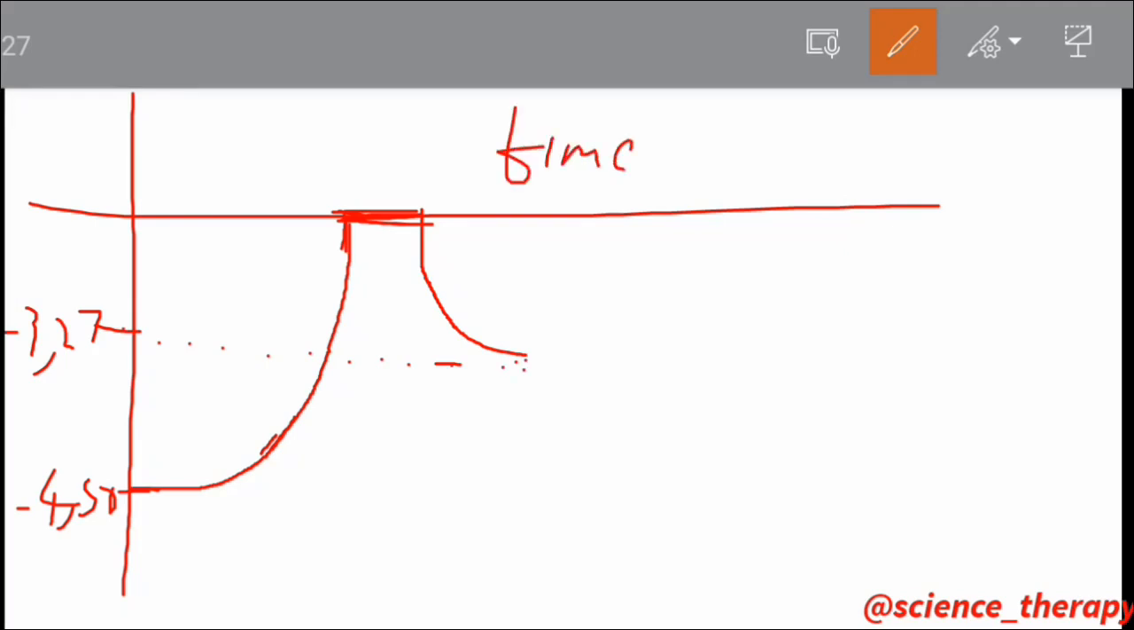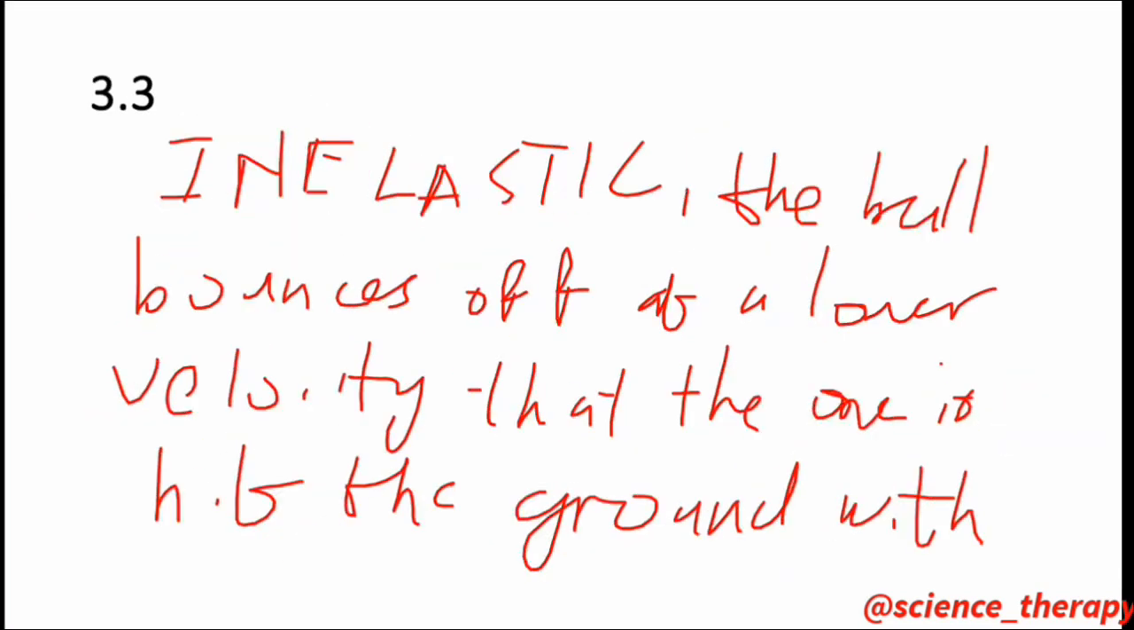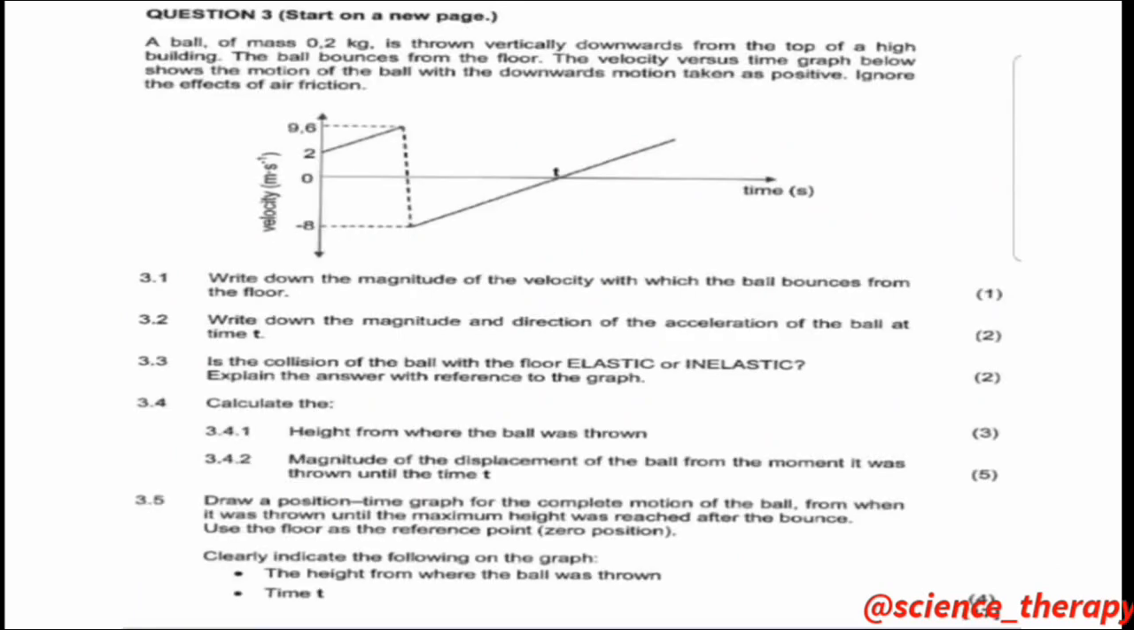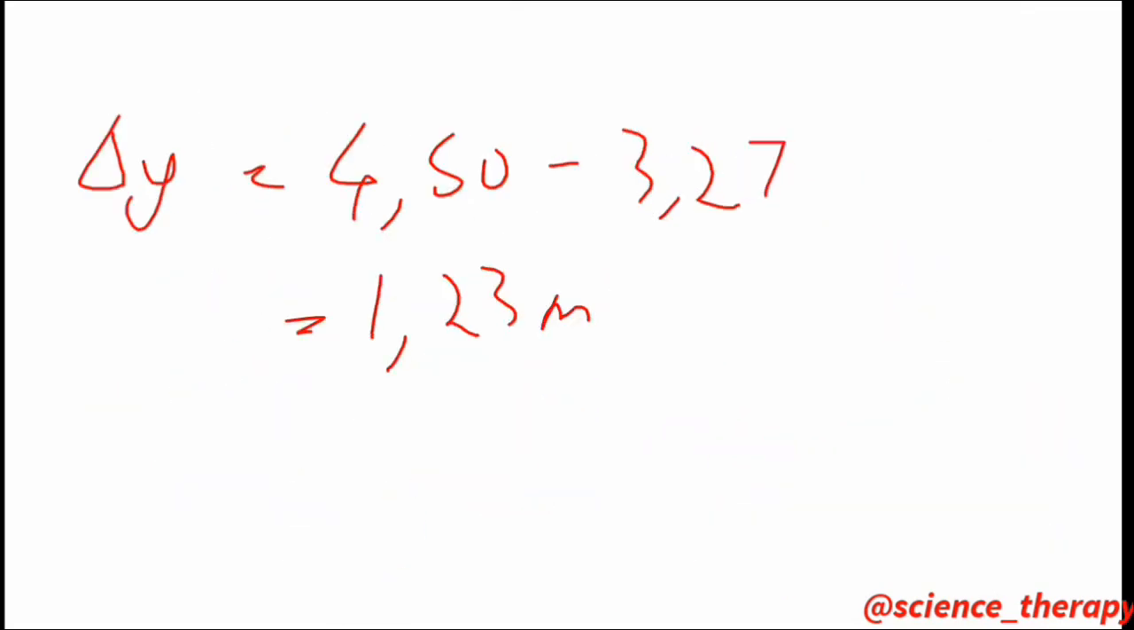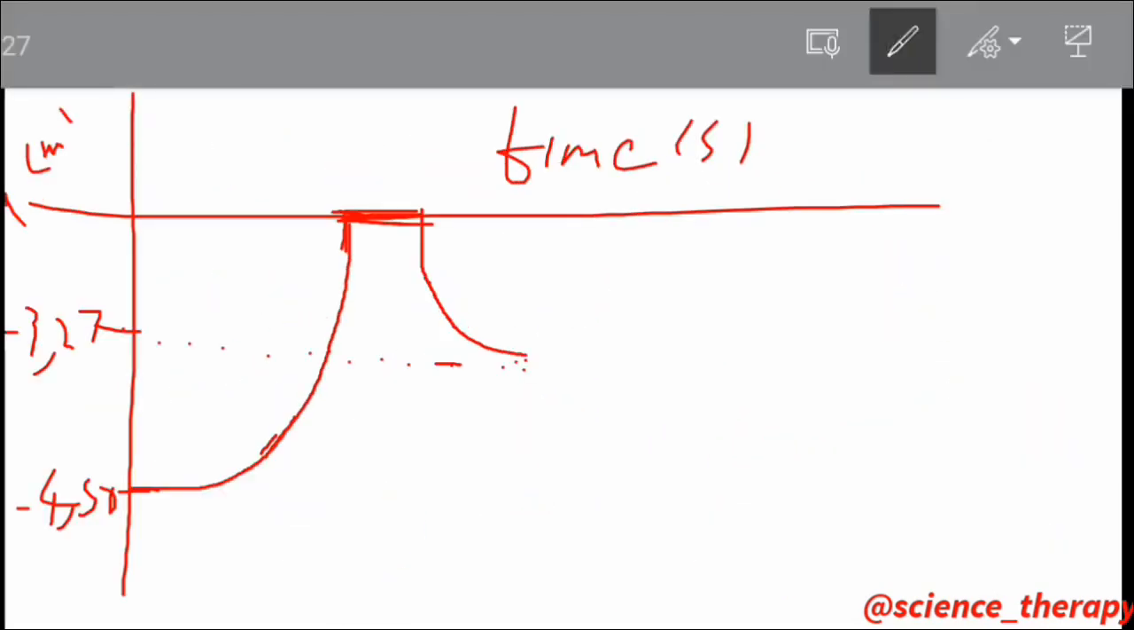Now we say this is time in seconds, and that side you label position in meters, right? So what is it that they wanted us to indicate? Let's check again. They say clearly indicate the height from where the ball was thrown. We indicated that. And now indicate the time t. Remember, time t is the time it takes to reach the maximum height after the bounce. Then we indicate this is t there, right? So having it like that, you now have all the story there.